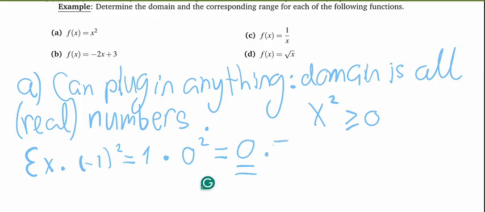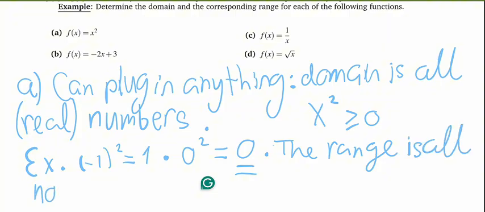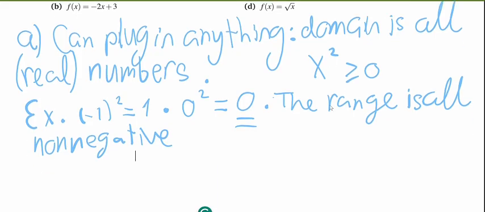So the range is all non-negative. When we say non-negative, what I mean by this is all the positives and 0. This is different from the word positive. Positive means something that's positive and not zero. Non-negative means positive or zero. Non-negative numbers. Okay. Let's move on to example B.